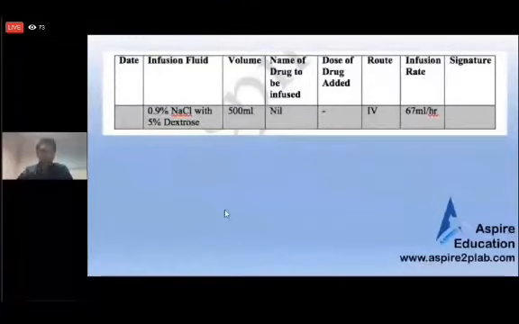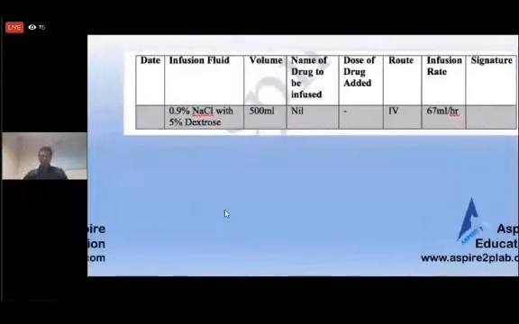So you have to mention the date, what the infusion fluid is, and how much volume you have. So it's a 500 ml bag. For the name of the drug to be infused, you're not infusing any drug into the bag, so you don't have to fill that in. And the dose of the drug, you're not adding any drugs, so you don't have to fill that in either. The route will be IV, the infusion rate would be 67 mils per hour, and then you sign it. So this is how you prescribe fluids in the NHS.